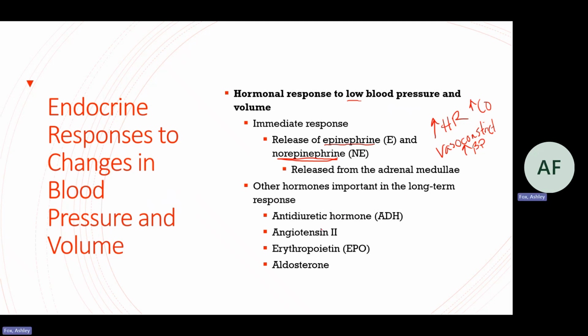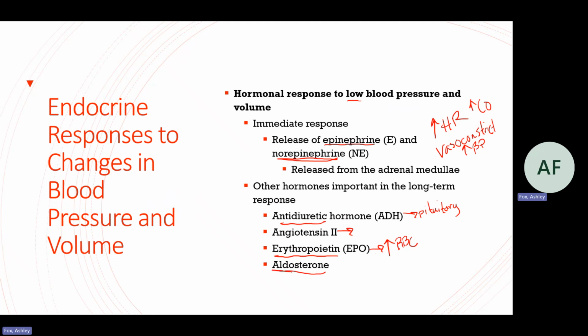Other ones are going to be antidiuretic hormone, which we'll talk about. It's from the pituitary gland. Angiotensin 2, which is going to be a response from the kidneys. Erythropoietin, we talk about, is going to be released by the kidneys as well. That's literally increasing the amount of red blood cells. So if you want to increase the production of red blood cells, erythropoietin is going to do so.